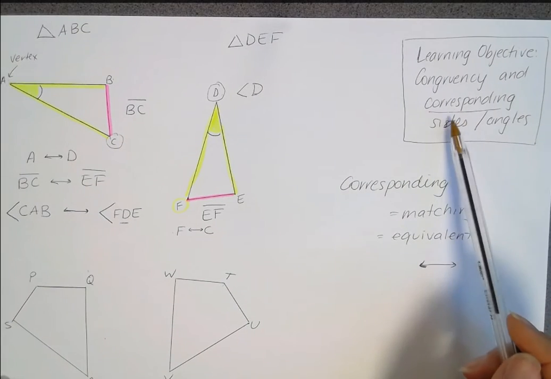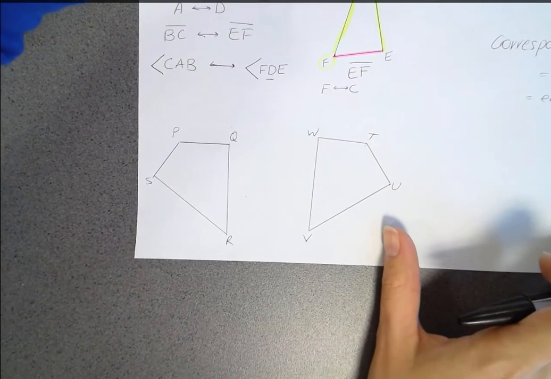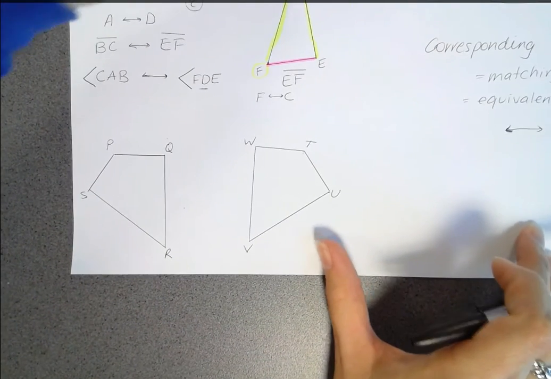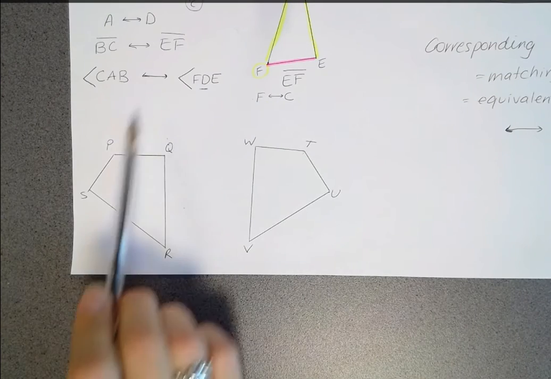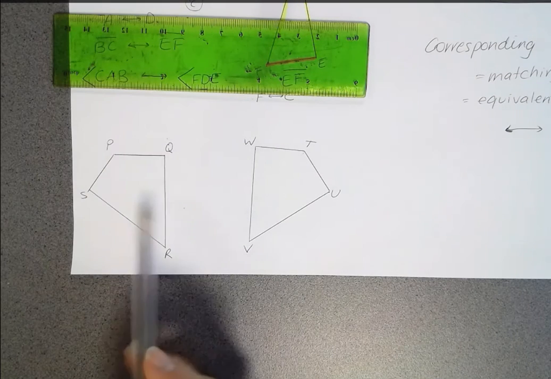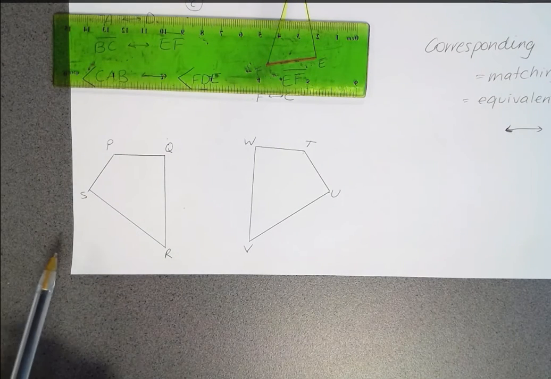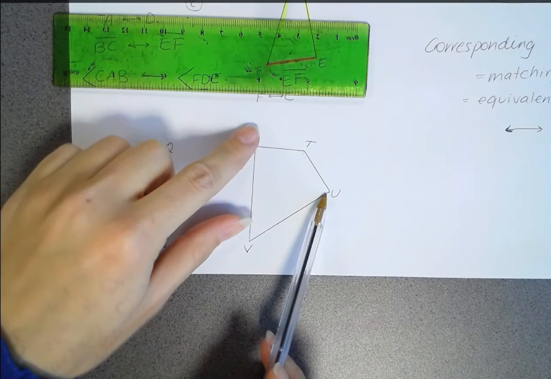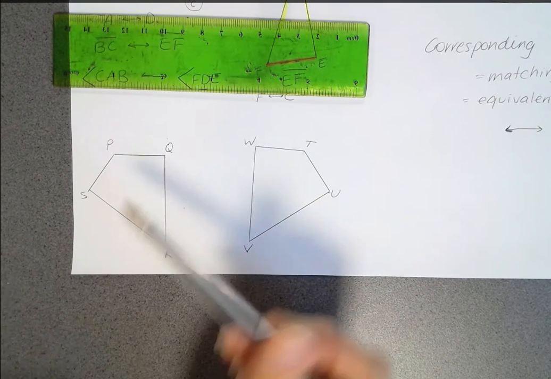Congruency and corresponding sides and angles, but this time we're going to look at the example of our quadrilaterals here. So we won't worry about our triangles. I'll put this over that. We're not going to worry about it. We are now looking at our four-sided shapes. So we've got to imagine that this shape is rotating around to fit that one.